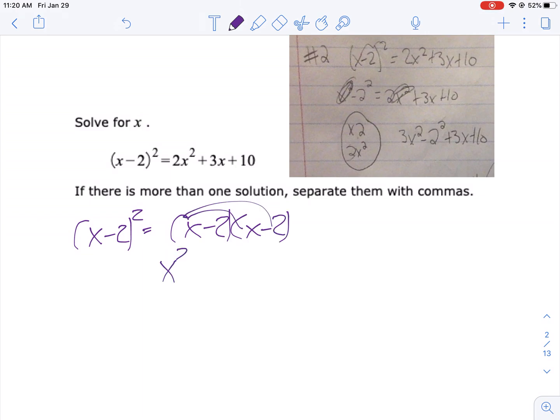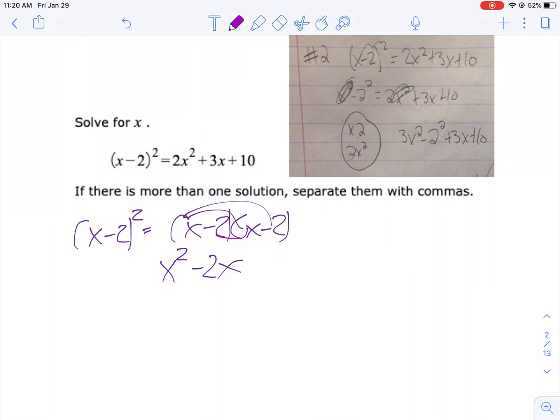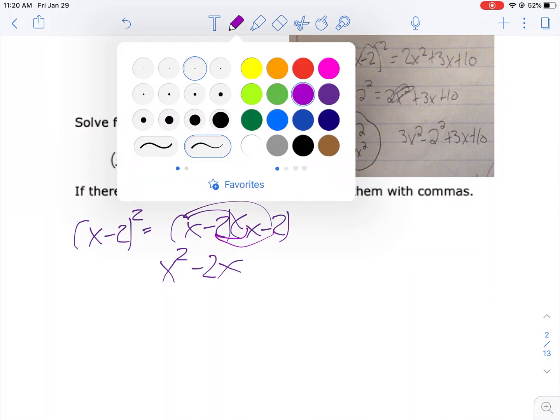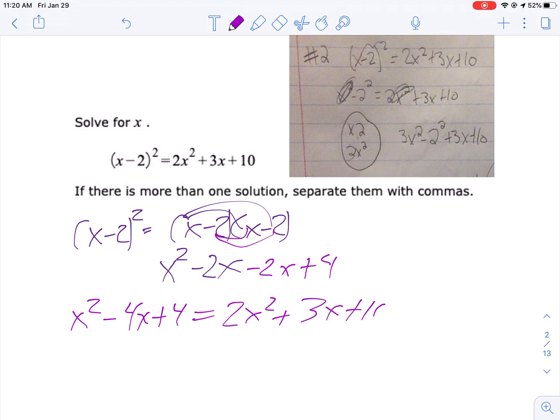So we get x squared minus 2x. And then I'm going to distribute the negative 2 inside the parentheses. So we get negative 2x plus 4, because a negative times a negative is a positive. We simplify the left side, and we get x squared minus 4x plus 4 equals, now the right side you have 2x squared plus 3x plus 10.